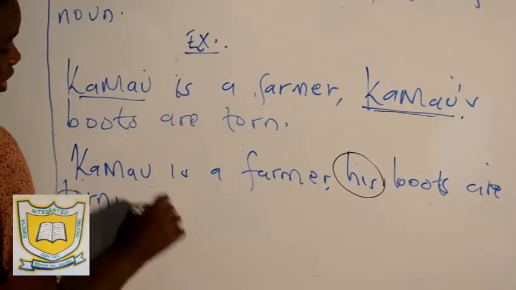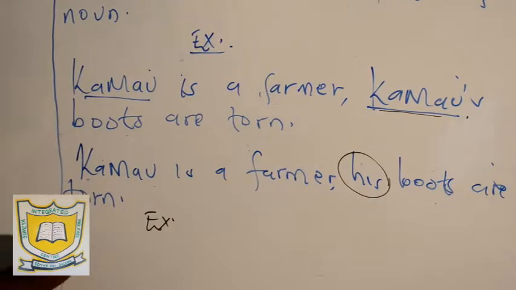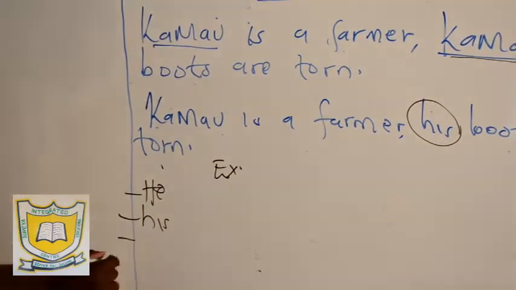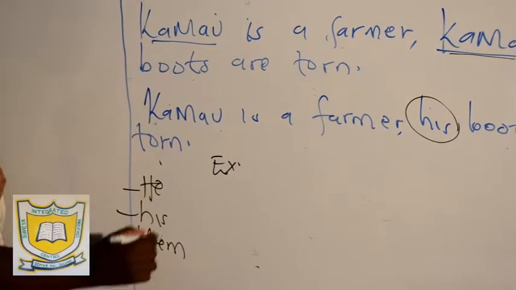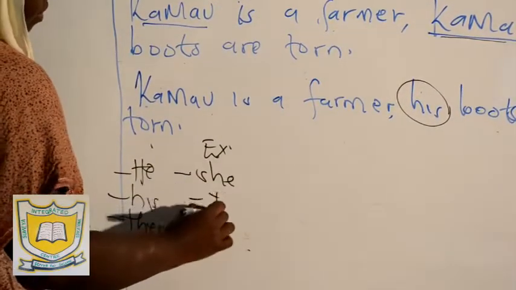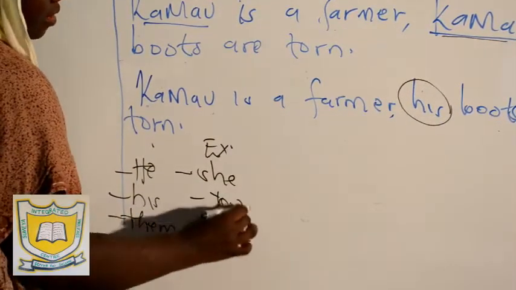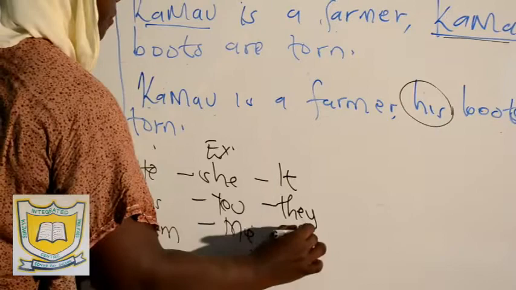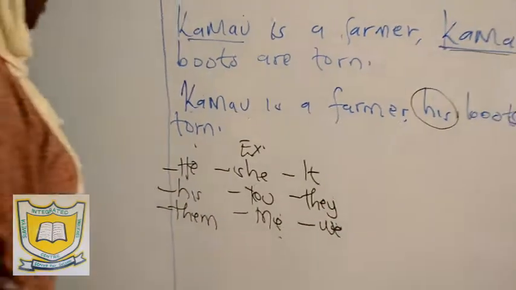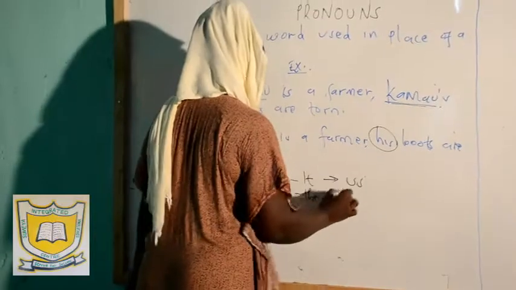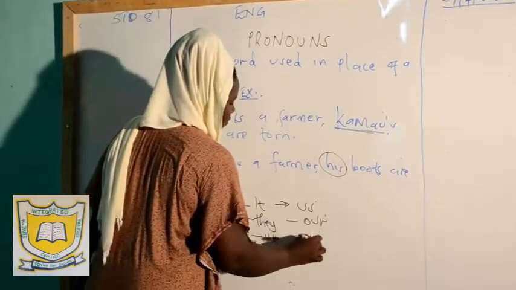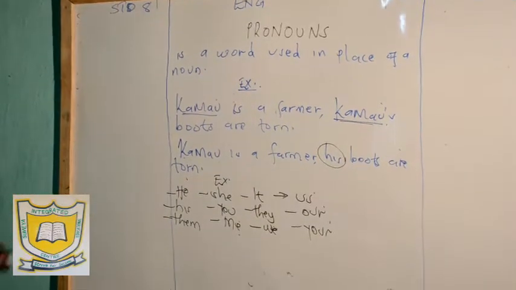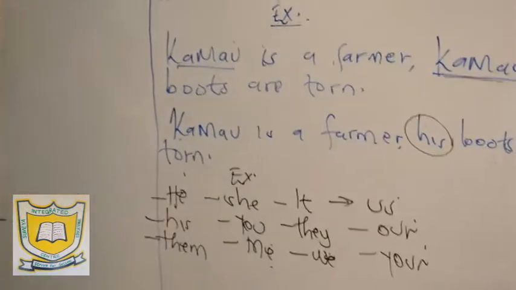Now, that brings us to examples of pronouns. Number one, we can have he. We talked of his. We can have them, she, you, me, it, they, we, us, our, your. Now, pronouns are further subdivided according to gender and persons.